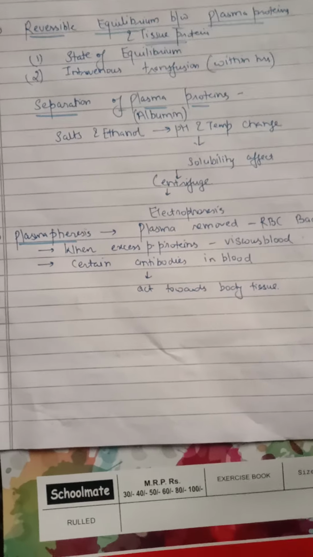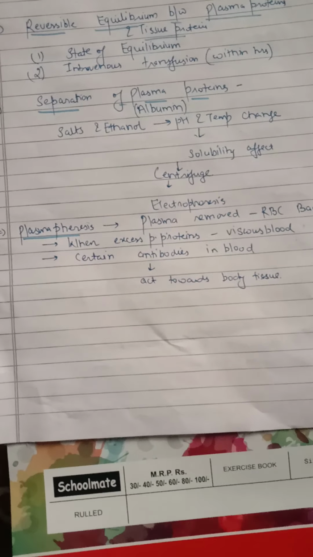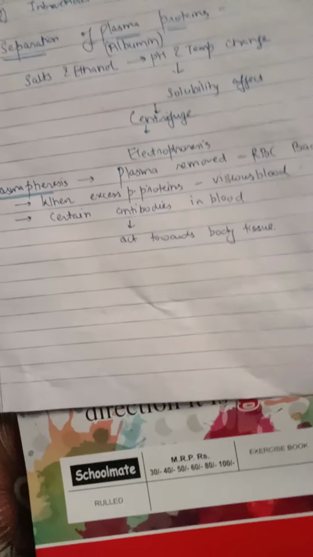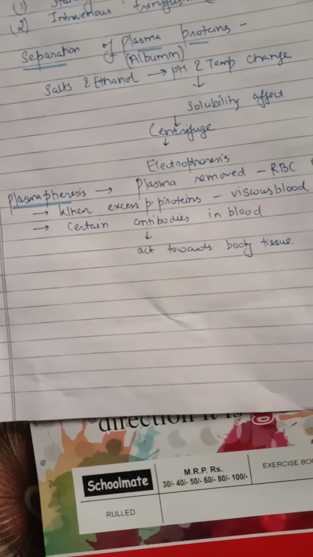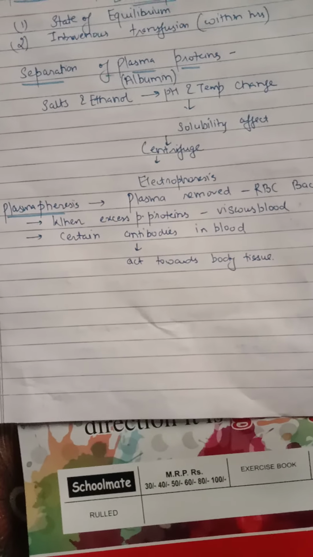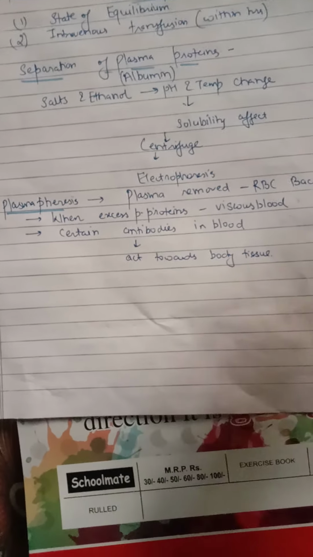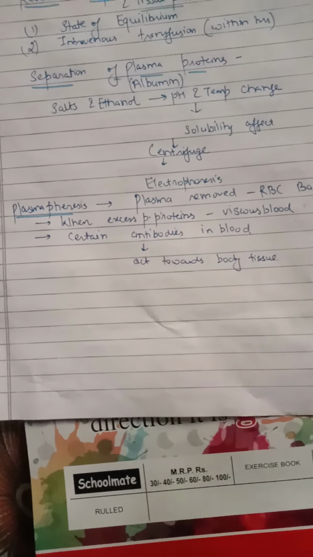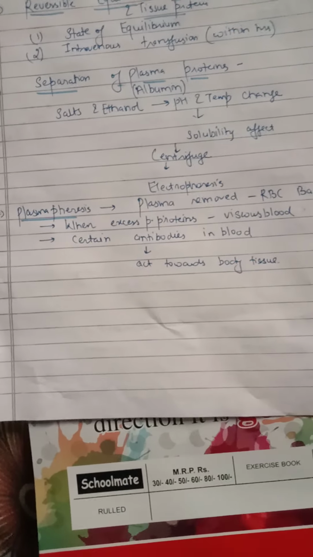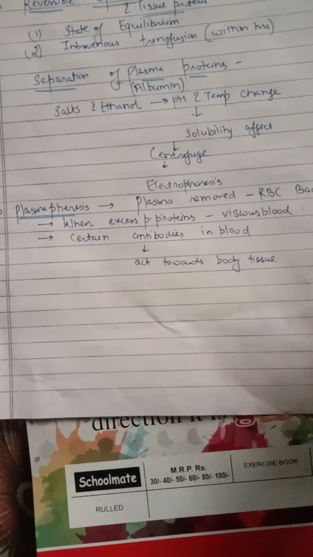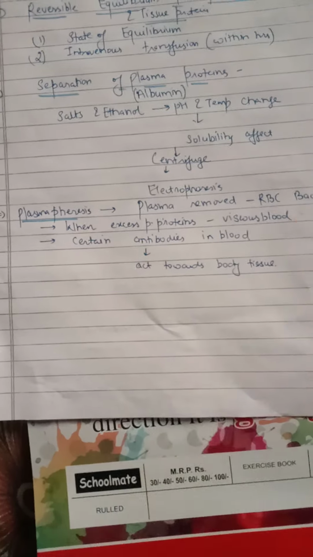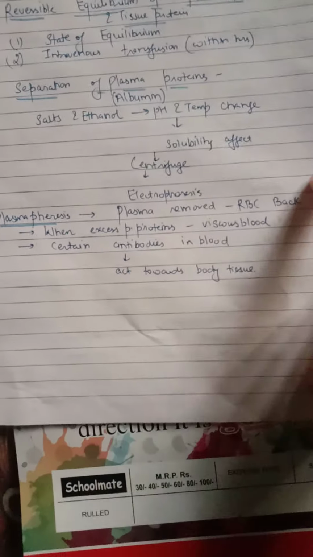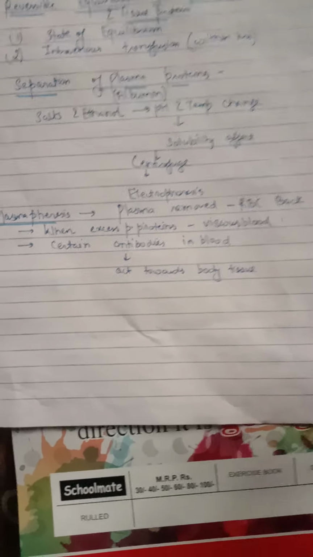Another topic is plasmapheresis. It's also included in the separation of plasma protein. In plasmapheresis, we remove the plasma from the blood. Sometimes there is excess of plasma proteins in the blood which makes the blood viscous and hence affects its flow. So there is a need to separate the plasma, but in this procedure we will not separate the RBCs. We will take the blood, we will take out the plasma which contains more proteins or affected plasma. So we remove that plasma and then transfer the blood back to the human. So it will not affect the RBC count, we will just remove the plasma.